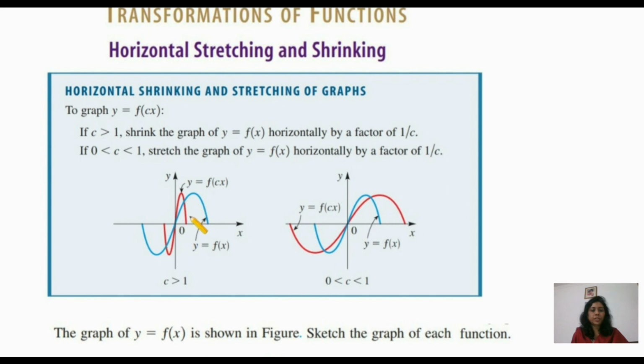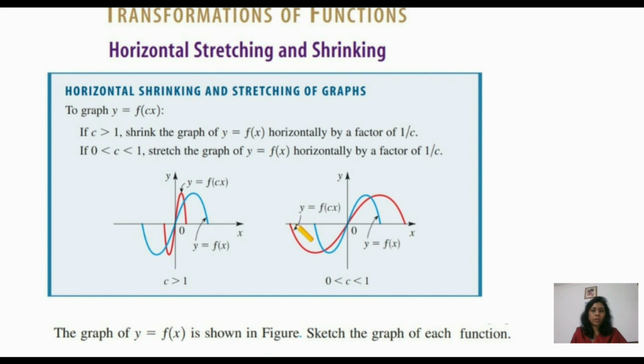Here the red one is shrink. So if the original function y equal f(x) is this, and when c multiplies with x and c is more than 1, the graph shrinks, this red one. Okay, and here if c is between 0 and 1, this y equal f(cx), and c is between 0 and 1, so the graph stretches, this red one.